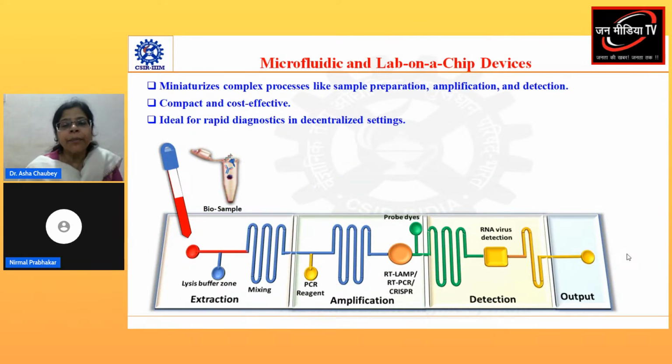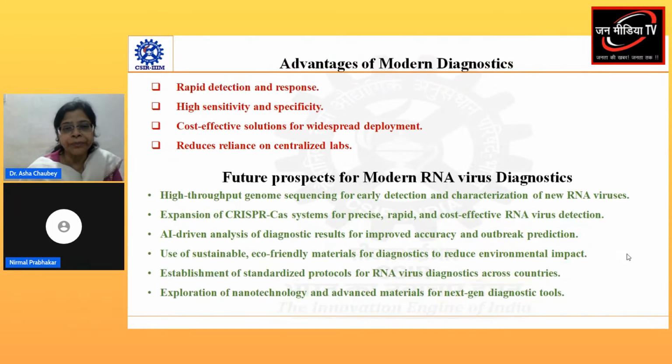The microfluidic approach and the lab-on-chip approach is one of the recent ones, and it uses a miniaturized process where sample preparation, amplification and detection can be done on the same device. Since it is compact, it will not cost very much, and it can detect rapidly, and decentralized settings can use these kinds of devices. So as you can see, if we add the sample, the DNA, the nucleic acid can be extracted, and with the lateral flow, amplification and detection can be done to give the output.